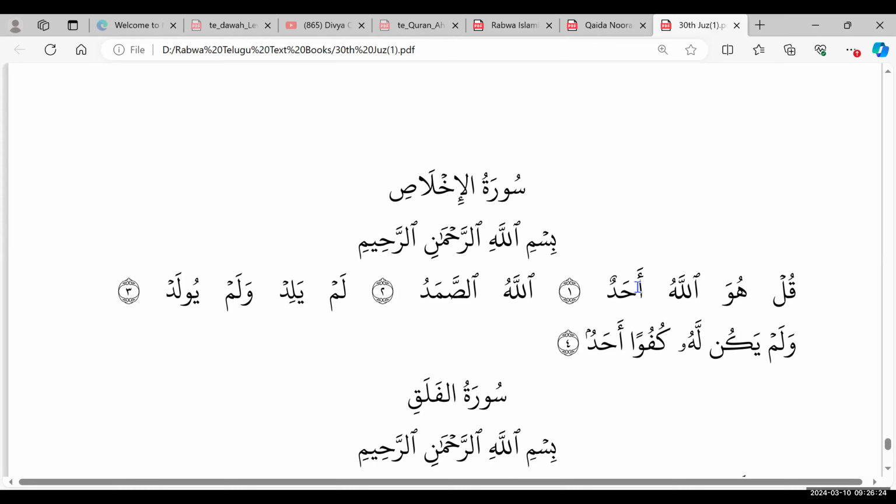But here, the letter before the last letter is not a mad or a leen. So how to read this one? Qul huwallahu ahad. Just make the last letter sukoon and stop. Qul huwallahu ahad. Is there any prolongation? No prolongation at all. You are just stopping smoothly.